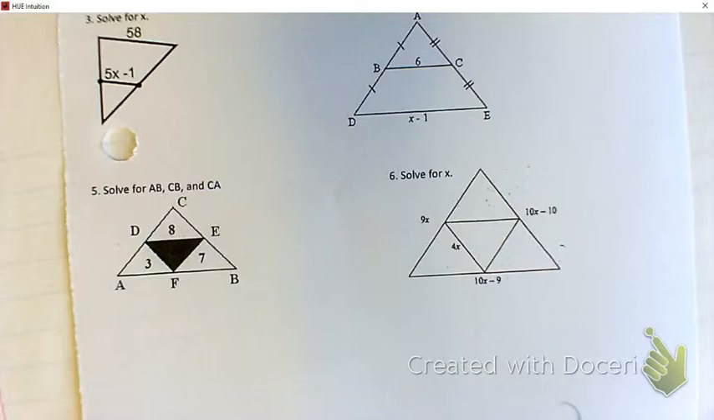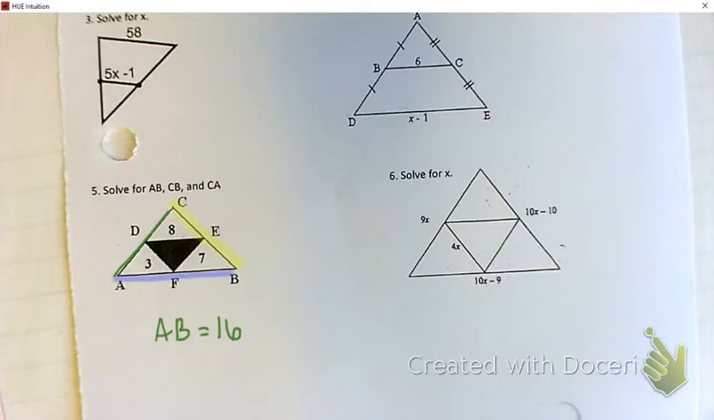So number 5 asks us a lot of things. It wants to know AB, it wants to know CB, and it wants to know CA. So basically it's wanting the full sides. Okay? So start off with what they gave me. They gave me the 8, which is the little side here. So what side does 8 correspond to? The one underneath it. So what am I going to do to 8 to find it? Multiply by 2, so I get 16 for AB.